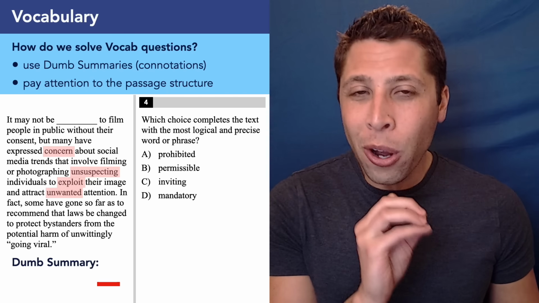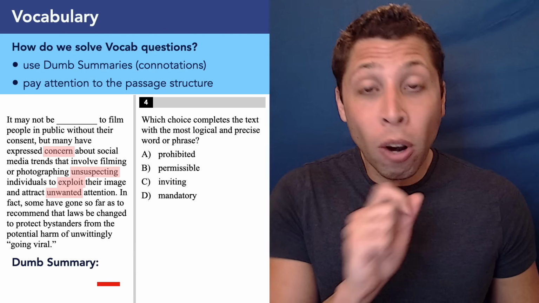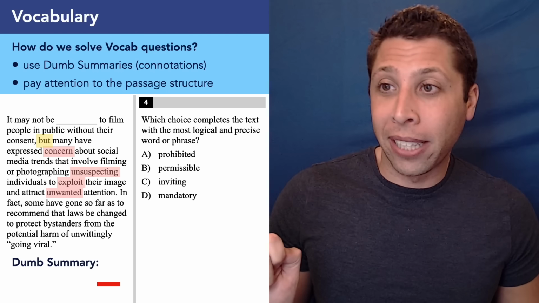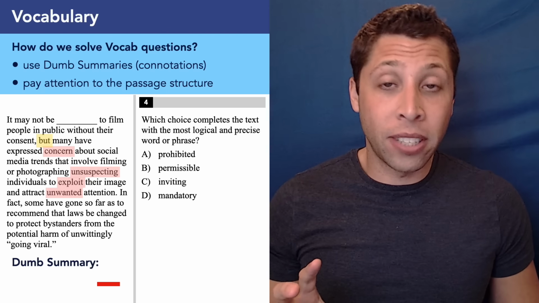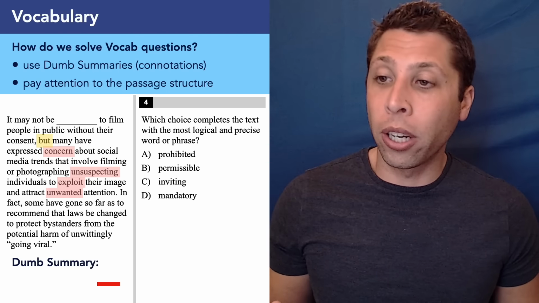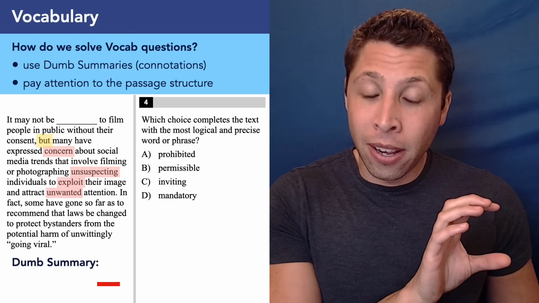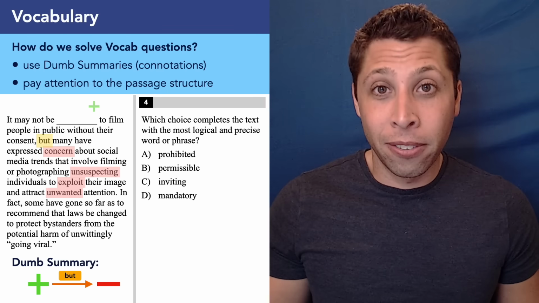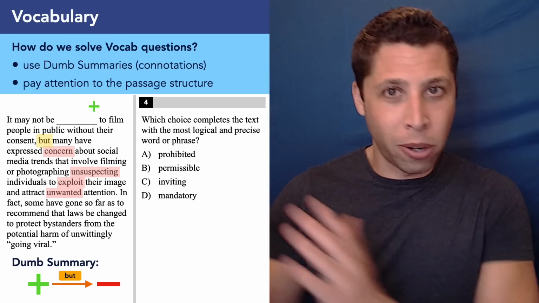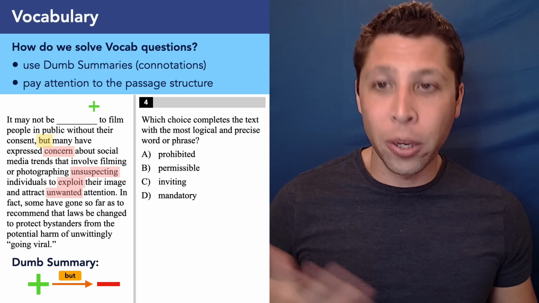However, I also notice this kind of little structural word. There's a "but" right there between our blank and all this negativity, and "but" is a contrast word, so it probably means that before all the negative, I need some sort of positive to set that up, right? That's how a contrast works. There's a shift of some kind. So a positive to negative, that makes sense.